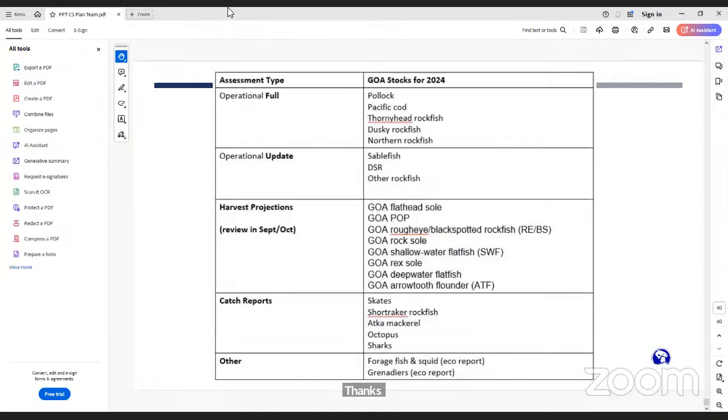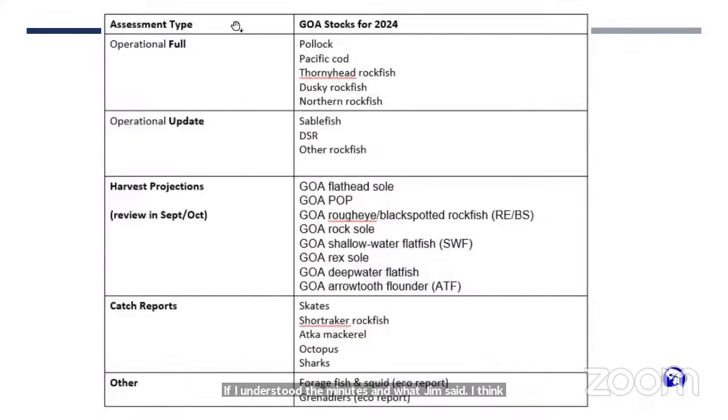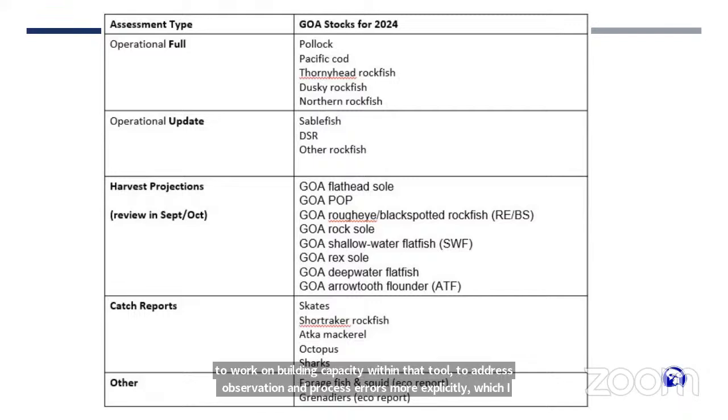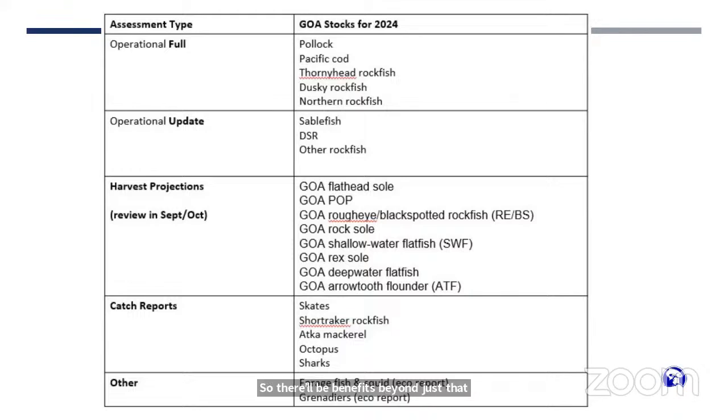If I understood the minutes and what Jim said, I think in regards to Thornyhead, the REMA team was actually going to begin to work on building capacity within that tool to address observation and process errors more explicitly, which I think sounds great. So there'll be benefits beyond just that particular assessment, and that'll be a capacity that other authors can use. So I think the SSC should just note that we appreciate that.